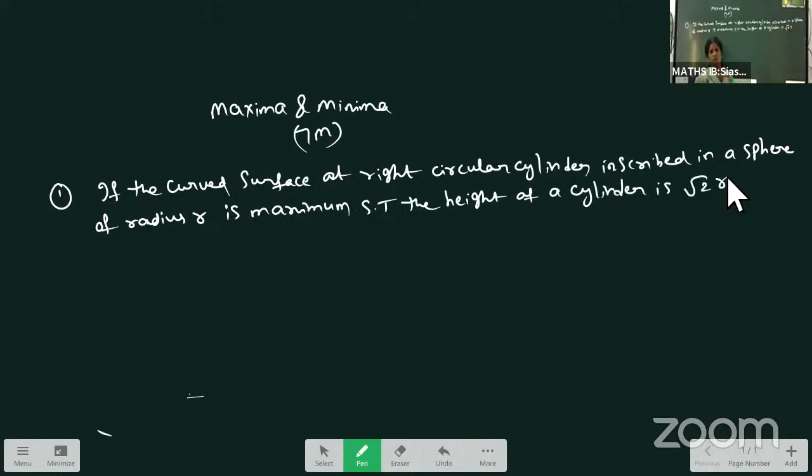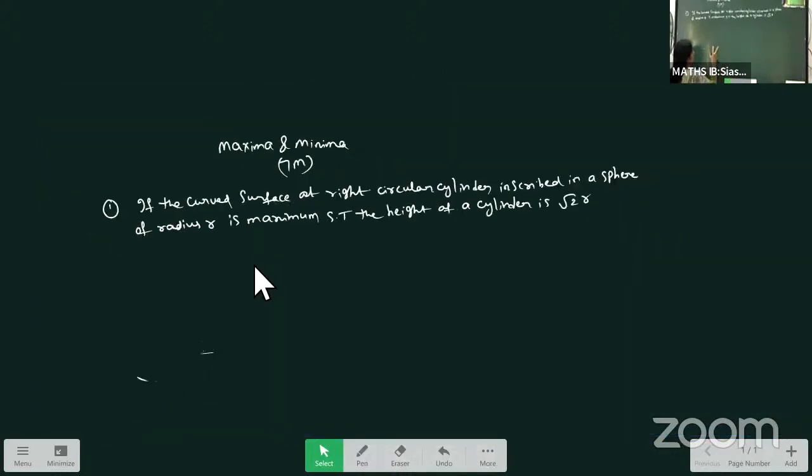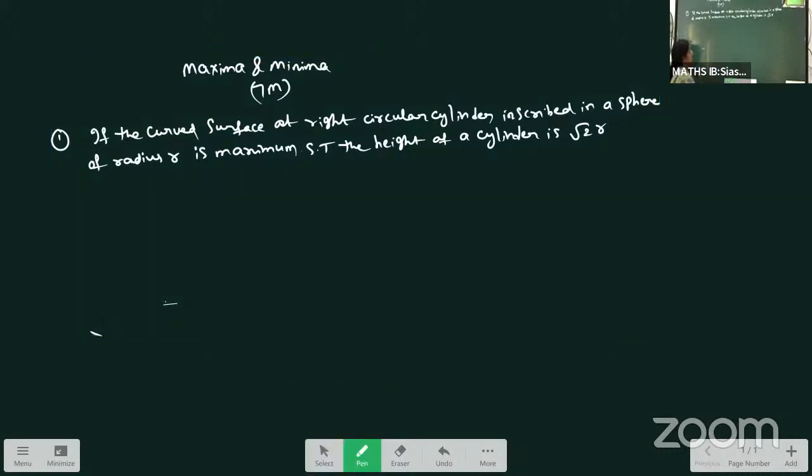So as not to get confused between small r and capital R, we define them and use them accordingly. So what is given in the question? We have to show that the height of the cylinder is √2r for maximum area. For that, we need to draw 2 diagrams. We have to draw the circle, and in that, inscribe the cylinder. The solution goes like this. First, try to draw the diagram.